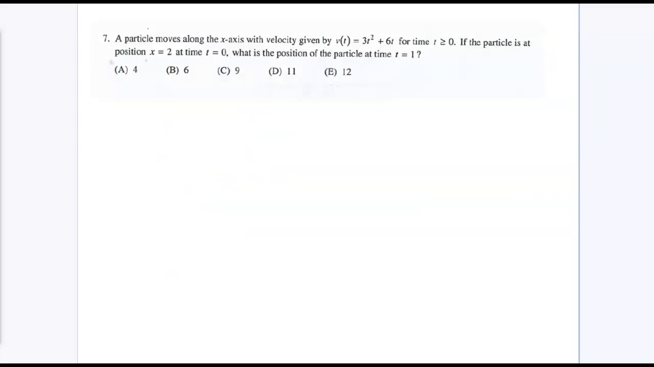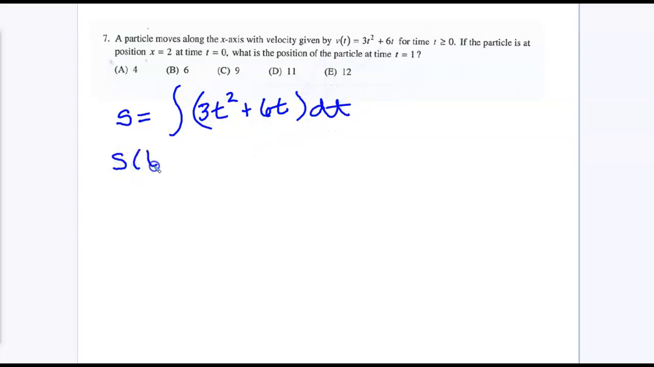Okay, this question, we have a particle moving along the x-axis with a velocity given by v of t is 3t squared plus 6t. If the particle is at position 2 at t equals 0, what is the position of the particle at t equals 1? Well, we can think of this as an initial value problem. So to find the position, that's going to be the integral of my velocity function. So my position function is going to be t cubed plus 3t squared plus a constant.